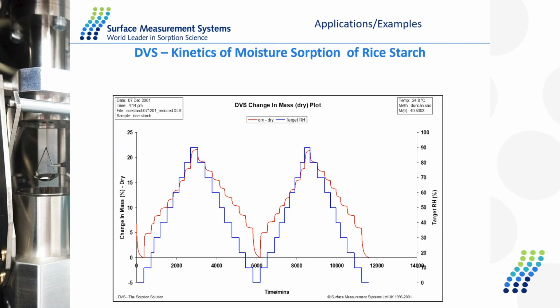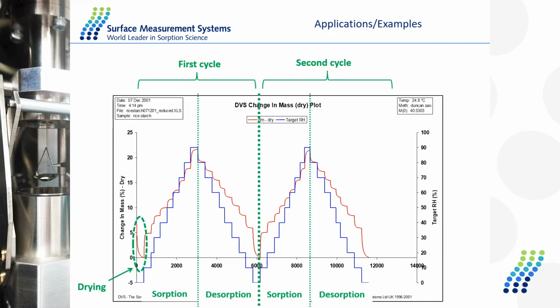To give you an example of a standard set of data, here we have a sample of rice collected in a DVS, a full study of absorption and desorption. The data that we are showing you here are kinetic data. So we have a plot of time over percentage mass change, which is highlighted in red, and in blue, we have the relative humidity or partial pressure. So what we have here is a full study of absorption and desorption with the initial drying stage.